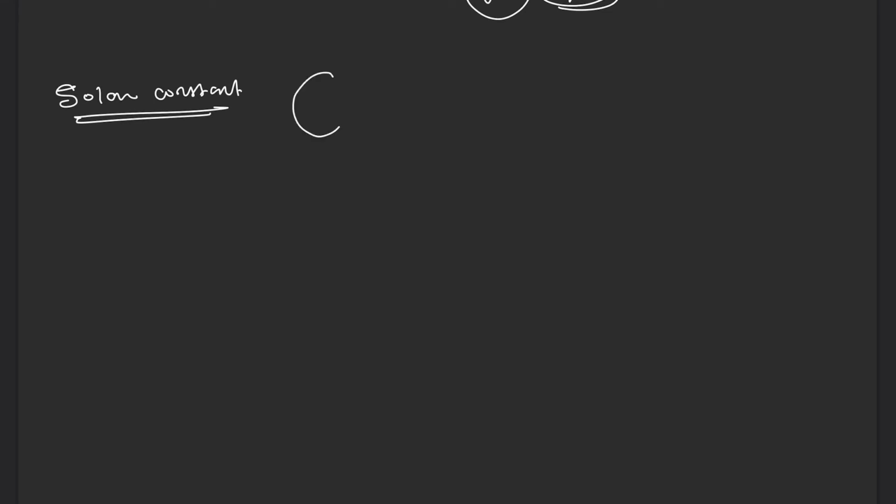So this is the Sun, and this is, suppose, the Earth. How much energy is radiated from the Sun? From the Sun, the radiated energy is 56 into 10 to the power 26 calorie per centimeter square per minute. This much energy is radiated from the Sun.